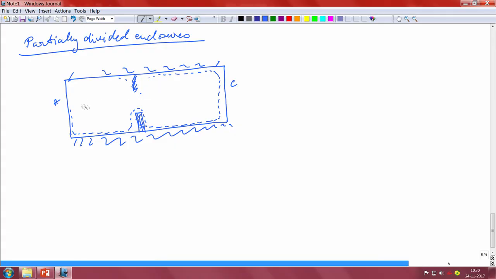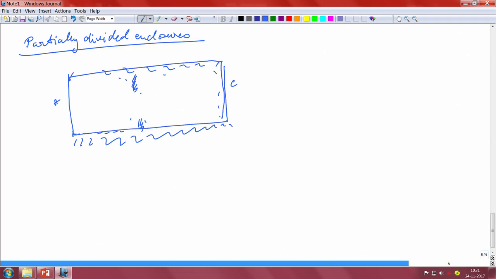Instead, I will redraw this whole thing. How about if I redraw this whole thing over here? This is still the two walls, these are all adiabatic in nature, this is the hot, this is the cold. So this is still the setup.